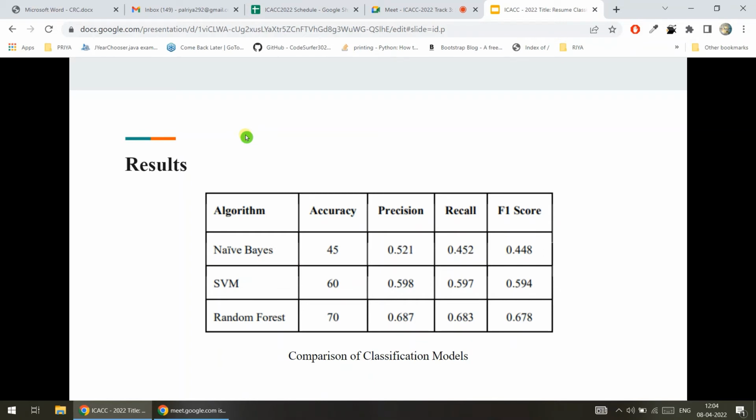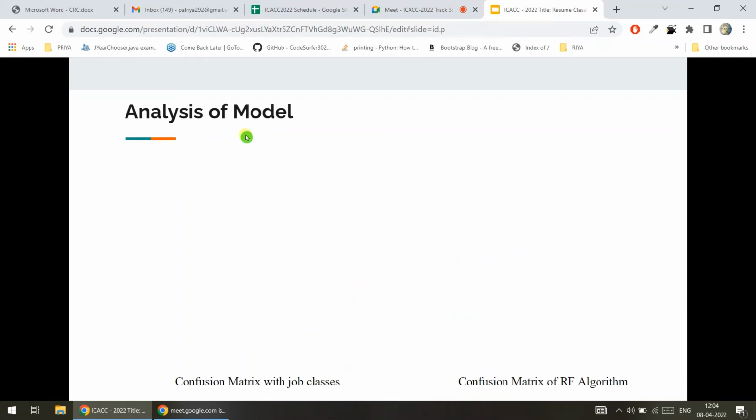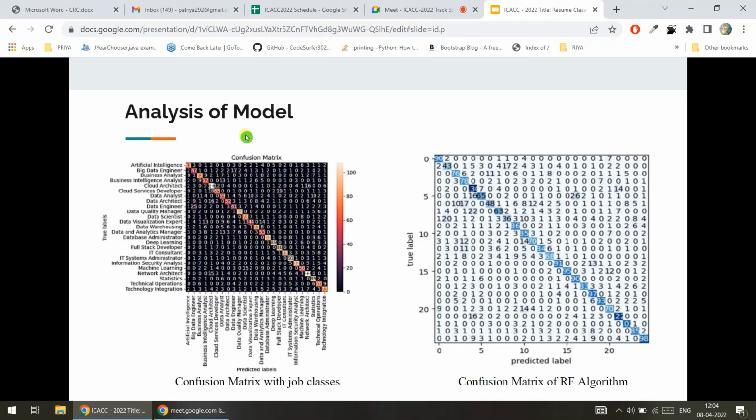We have already mentioned these 3 algorithms: naive Bayes, SVM, and random forest. And to analyze the model, we have printed accuracy, precision, recall, and the F1 score. So this is the confusion matrix. The confusion matrix will give us an idea of how well the model is working. The diagonals will show our correctly predicted outcomes. The diagonals show the true positive values of the model.